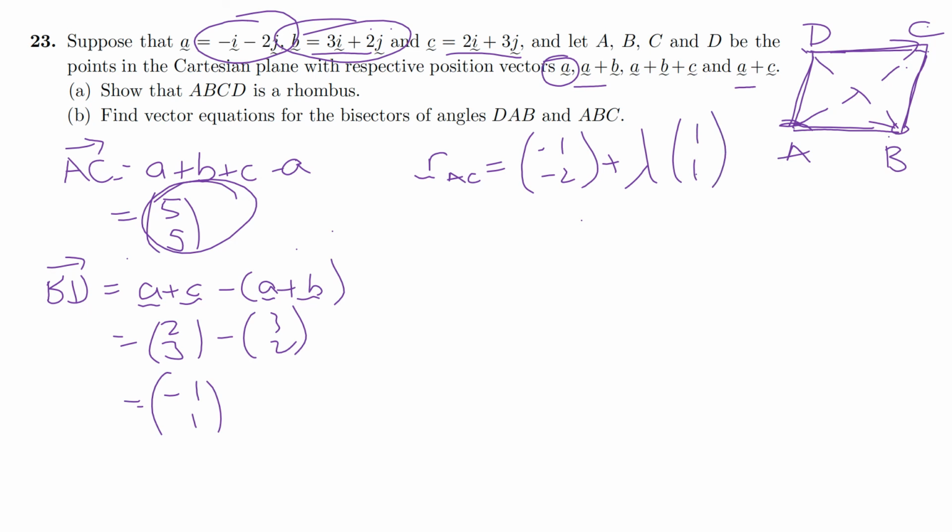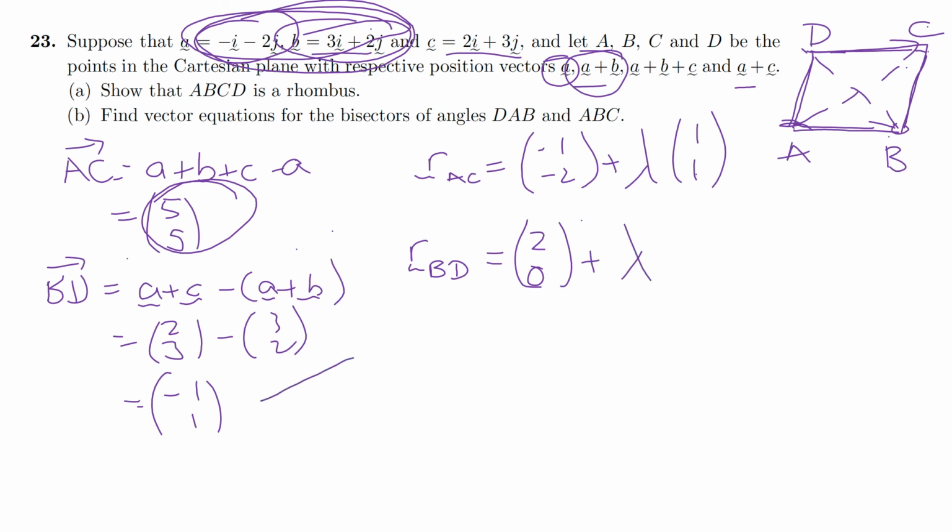All right, what about line BD? So for line BD, we're going to take point B. Now point B, or position, is at A plus B. So I've actually got to add these two together. So 3 minus 1 is 2, and 2 minus 2 is 0. So I'm going to take that point, and then it's in the direction of BD. So I could do 1, negative 1 or negative 1, 1. Doesn't matter either way. All right, so there are two lines.